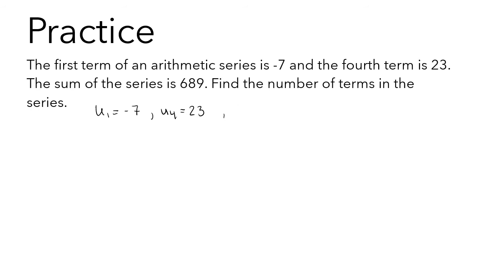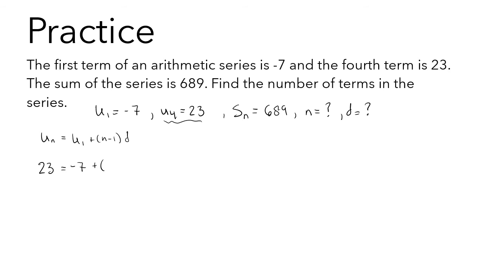We also know that the sum of n terms, because we don't know how many terms there are, equals 689. We're looking for n, and it will be helpful for us to also find d. So remember the formula in general for a sequence: un equals u1 plus n minus 1 times d. Let's use u4 equals 23 to figure out what d is. So 23 is going to equal negative 7, because u1 is negative 7, plus n, well in this case n is 4, minus 1 times d.